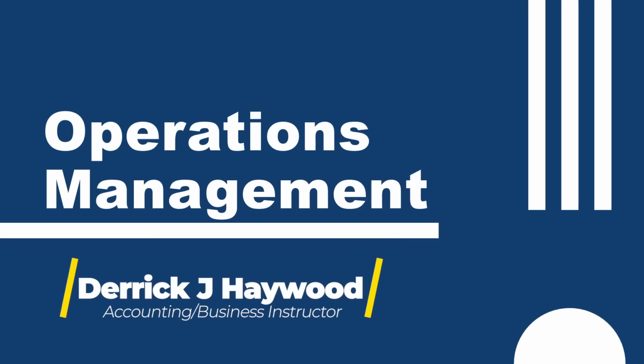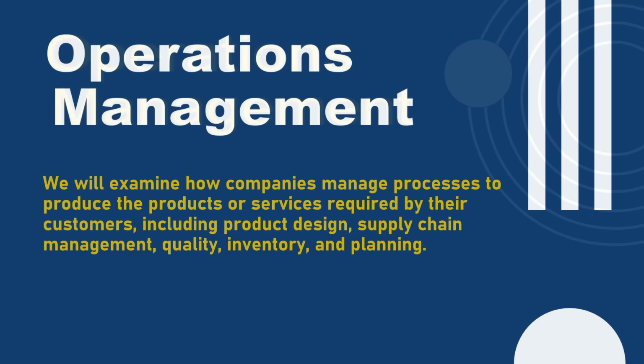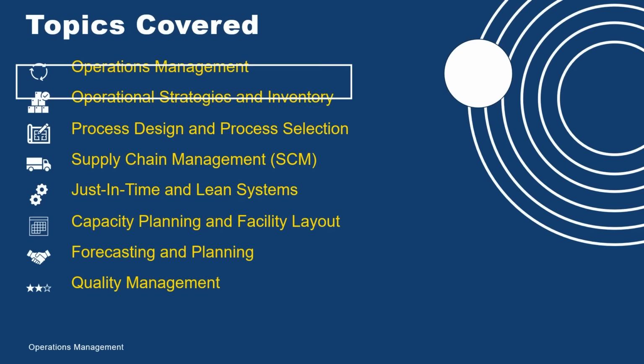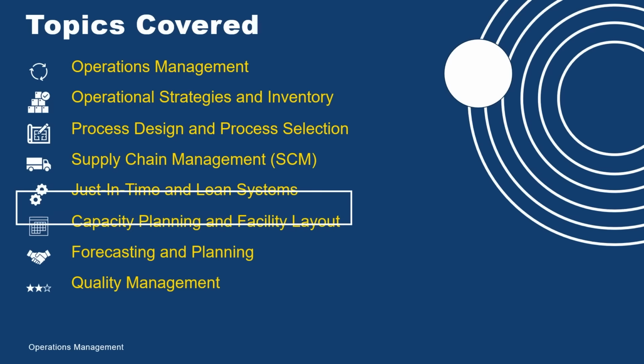In this course, we will examine how companies manage processes to produce the products or services required by their customers, including product design, supply chain management, quality, inventory, and planning. Furthermore, in this course, we'll discuss operations management, operational strategies and inventory, process design and process selection, supply chain management, just-in-time and lean systems, capacity planning and facility layout, forecasting and planning, and quality management.